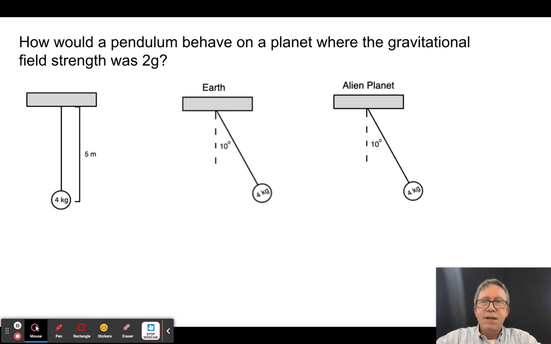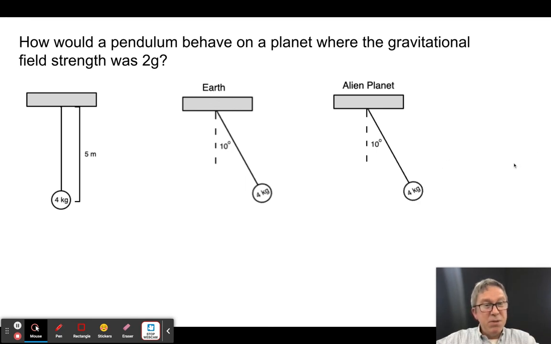Now we're almost done. Okay, how would the pendulum behave if I took it to a planet that had more gravity than Earth, double the gravity? So here we go. I'm going to take a pendulum that has a pendulum bob mass of 4 kilograms and a pendulum length of 5 meters. I'm going to displace it 10 degrees on Earth, and I'm going to do the same thing 10 degrees on this alien planet. Now, let's see what happens here.